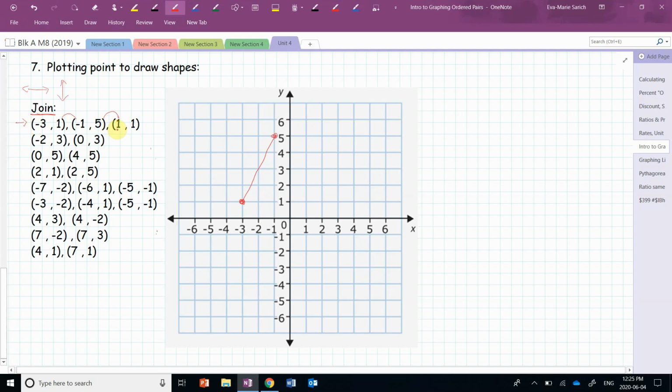So our next point is going to be at 1, 1. So that's right 1, up 1. Okay, and I've dropped my point there, and now I'm going to connect that with the last one. So I've done those 3. I'm going to cross them off. And now I'm going to start all over again.